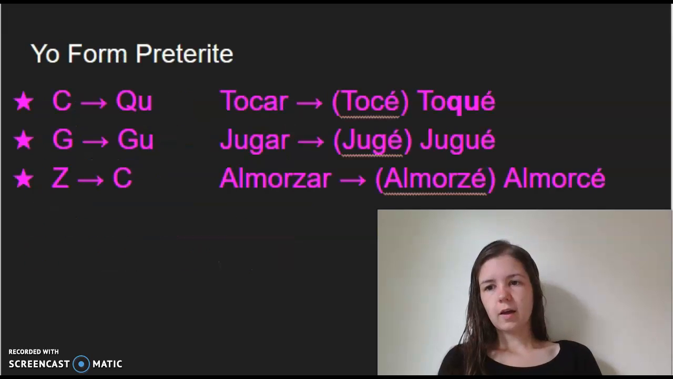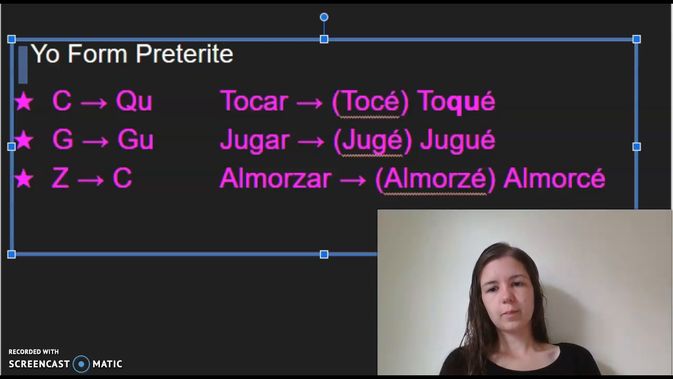So in summary, C changes to QU, G changes to GU, Z changes to C. This is only in the yo form of the preterite.